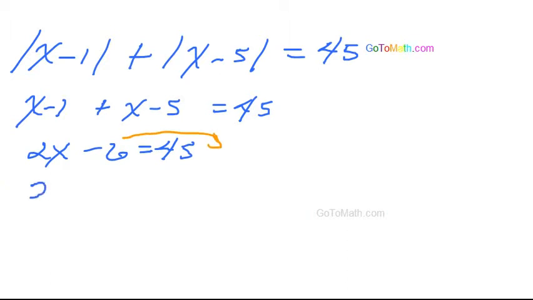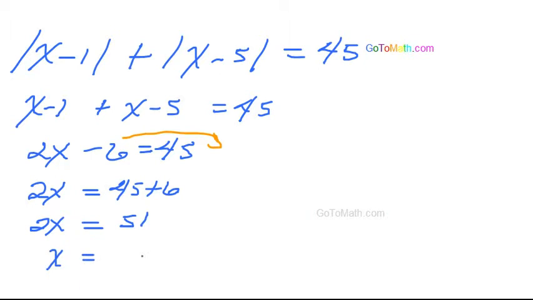And then of course we're going to take this -6 over to this side. So now it becomes +6, right? And so now we have 2x is equal to 51. Therefore x is equal to 51 over 2. So that should be one of our solutions. Now what we're going to do now is draw a divider there.